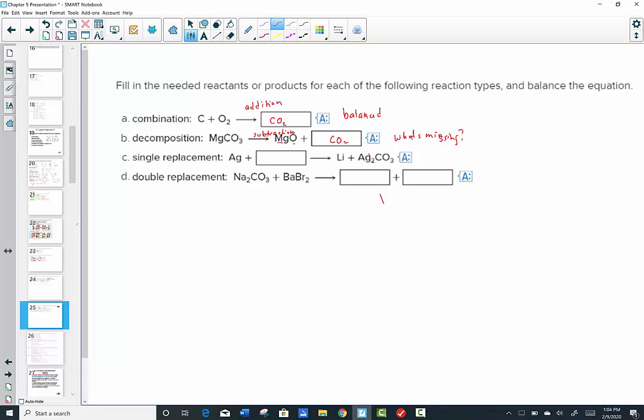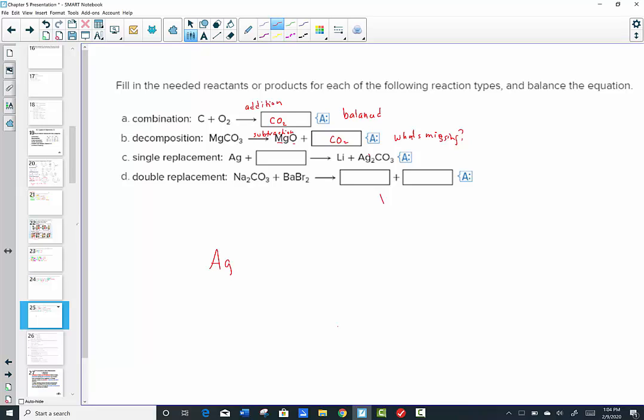MgCO3, when I take out MgO, what's missing? Well, that's a carbon and 2 of the oxygens. That's carbon dioxide. When I'm adding carbon to oxygen, put them together, it's an addition problem. Decomps are subtraction problems. How about a single replacement?